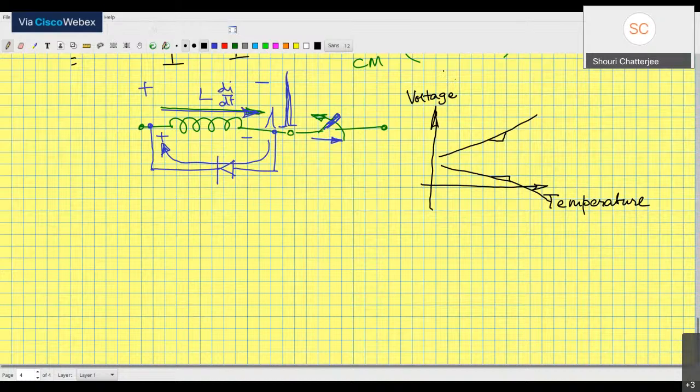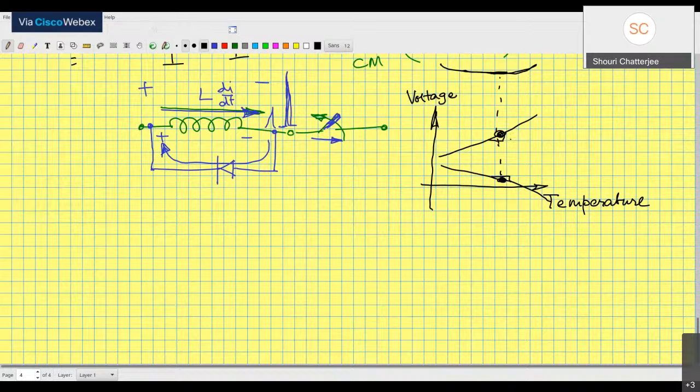When you add them, what will you get? You will get something that is a constant at the point that you made this adjustment. So if you made this adjustment at this point, then away from this point there will be some curvature. So this is what you do in the band gap reference. Now you have to choose this point judiciously.